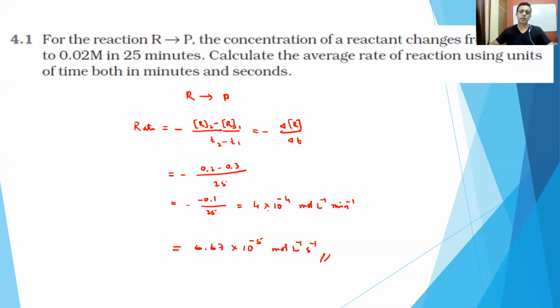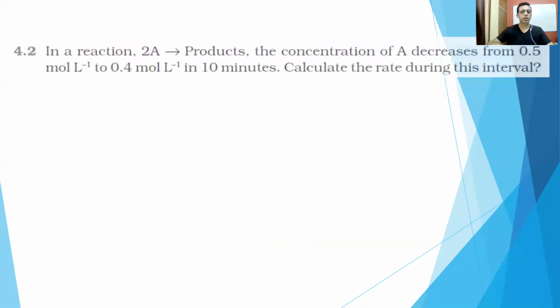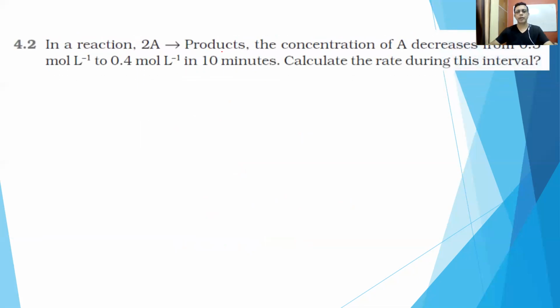Now how to convert this mole per liter per minute to mole per liter per second? You just have to divide it by 60. So 1 minute is 60 seconds, so divide it by 60, we'll get the answer. So this is one of the in-text questions. Next we'll go to the next in-text question, which is 2A gives product. The rate of the reactant A decreases from 0.5 to 0.4 in 10 minutes. Calculate the rate during the interval.